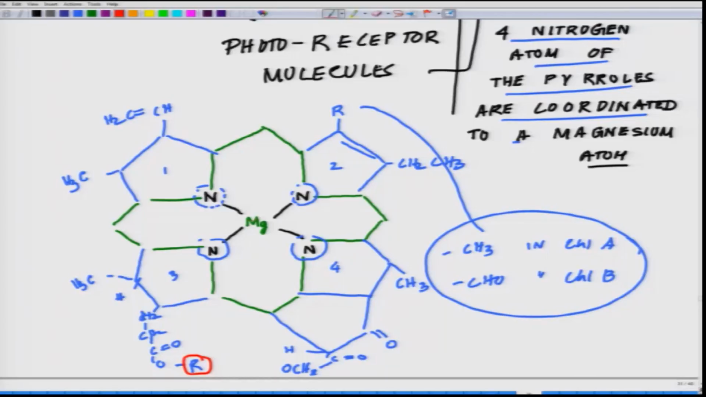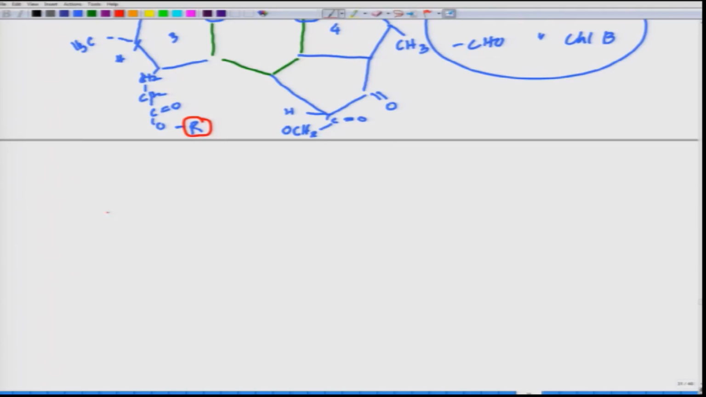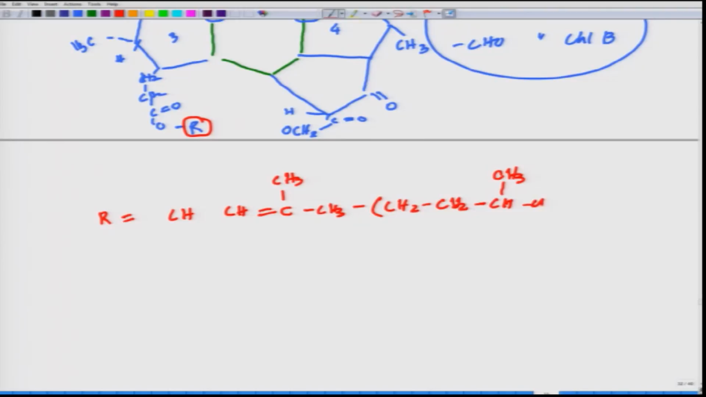So you have a magnesium sitting at the center. Now that R group, what I mentioned, is equal to CH2, CH, C, CH3, then you have CH2, then CH2, CH2, CH, CH3, CH2, CH2, CH2, CH2, and then you have a CH here, and then you have the methyl group attached to it, CH3. Okay. So this is basically the formula for chlorophyll A and chlorophyll B.